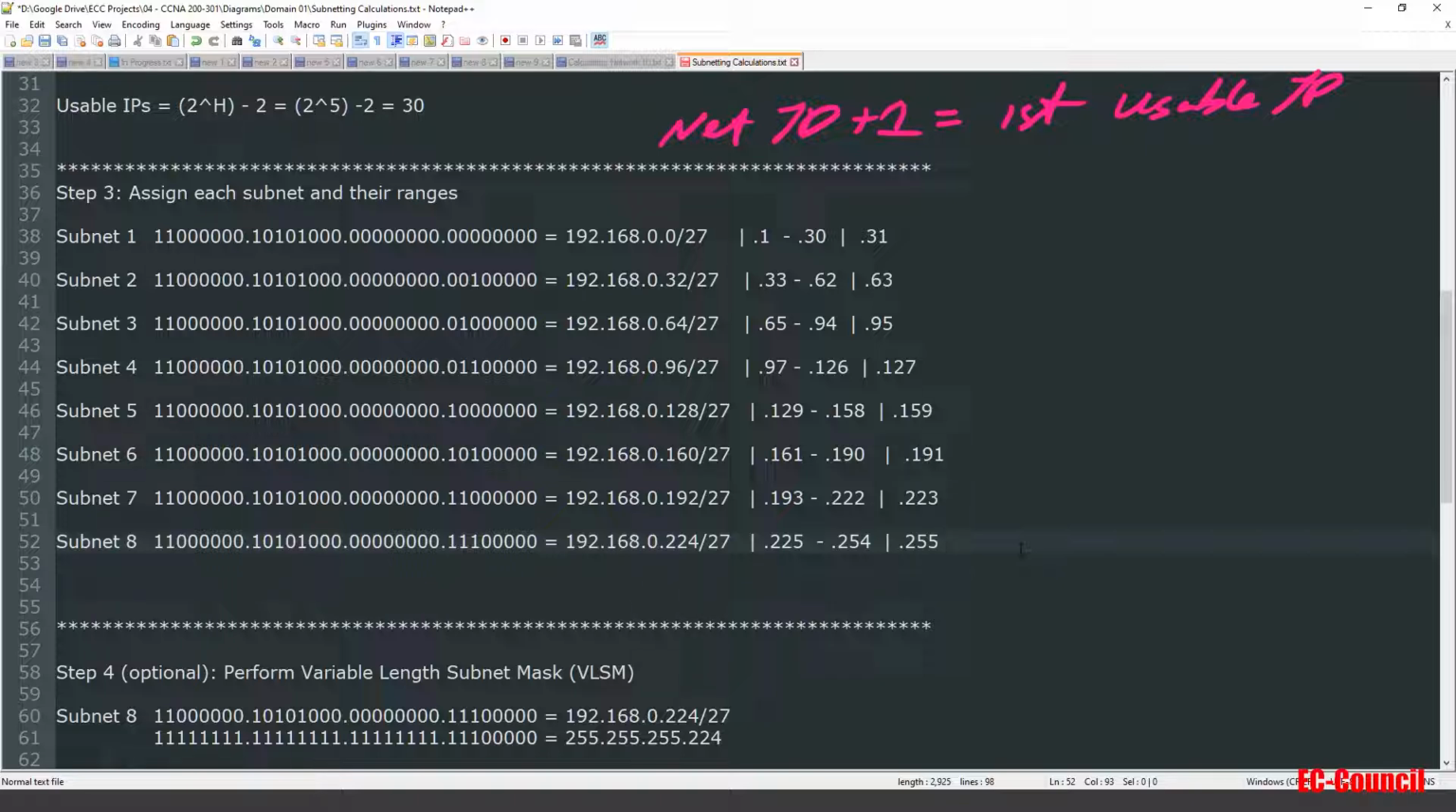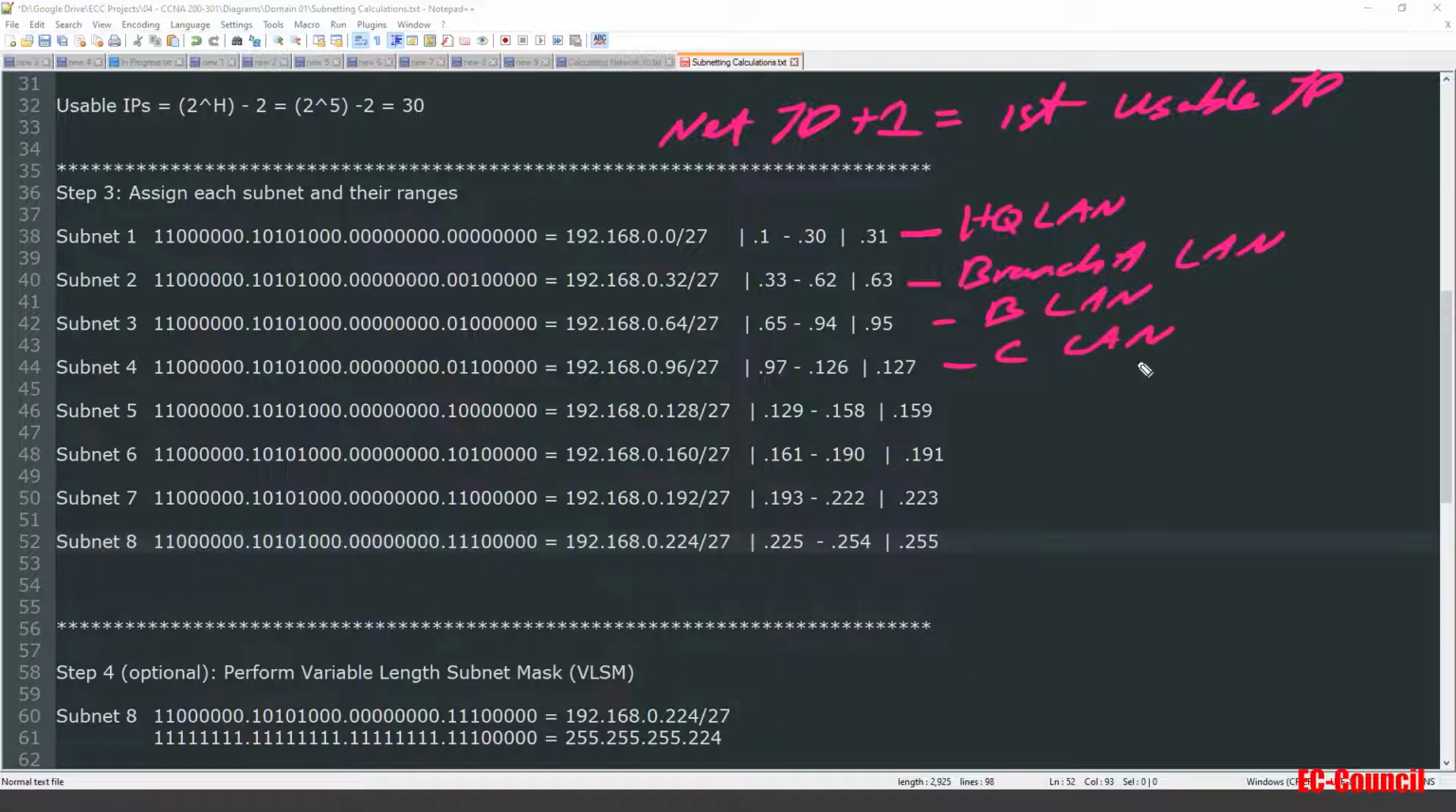So as you can see that there is 0 overlapping of any addresses. Now what we can do is we can start to assign these addresses. So this first subnet 1 can be for HQ, local area network. Subnet 2 could be for branch A, local area network. Subnet 3 for branch B, LAN. Subnet number 4 could be for branch C, LAN.